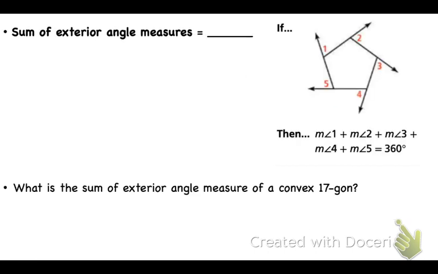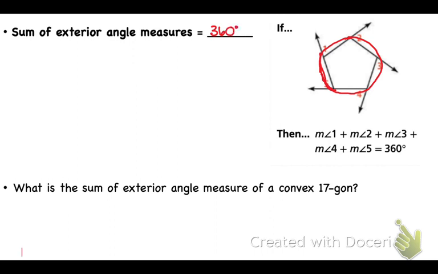Okay, the sum of the exterior angles. Exterior angles are not on the inside, they are on the outside. So think about it. If I add all these up, what shape goes around all of them? A circle. And what is the measure of a circle? 360. So guess what? It's 360.